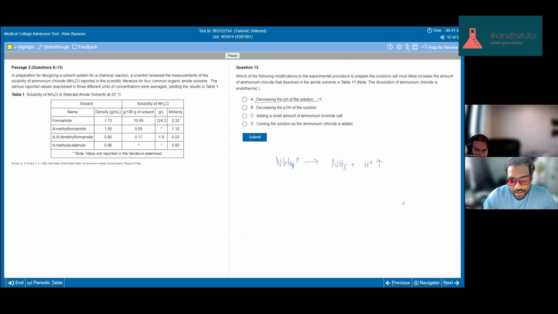But if B is increasing the pH, basically, answer choice B then would be correct because that's increasing the pH. Which means we're decreasing the pOH, we're increasing the amount of OH minus hydroxide ions, which react with the H plus, right, to produce H2O, right? Neutralizing it. So we have a decrease then in the H plus concentration, which would push the reaction forward.